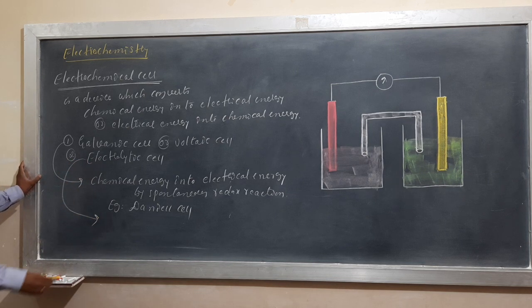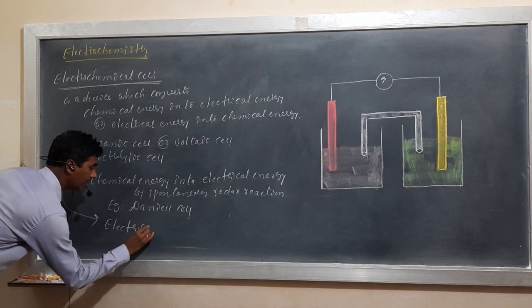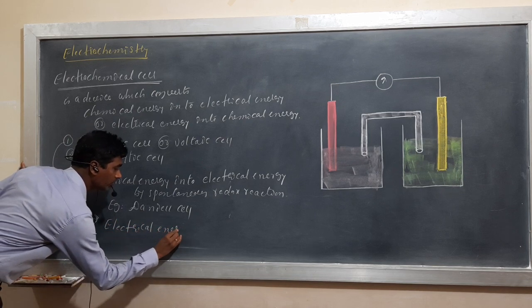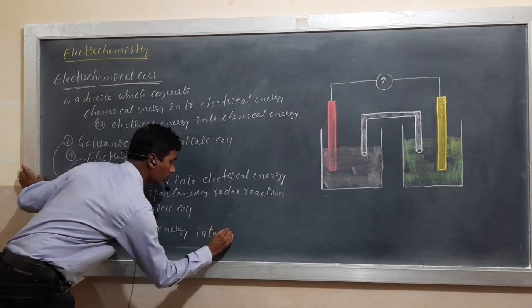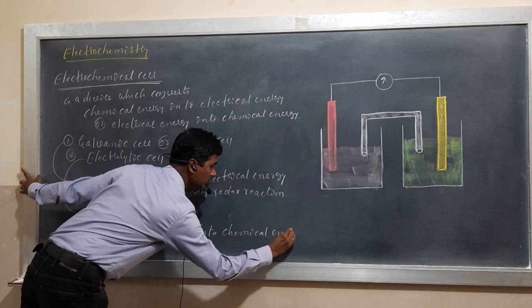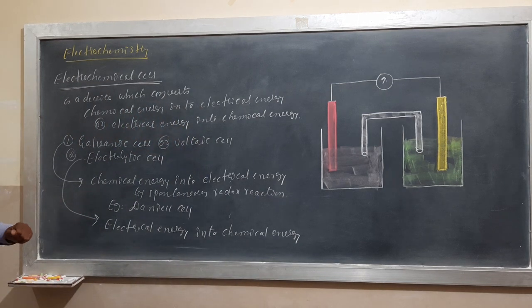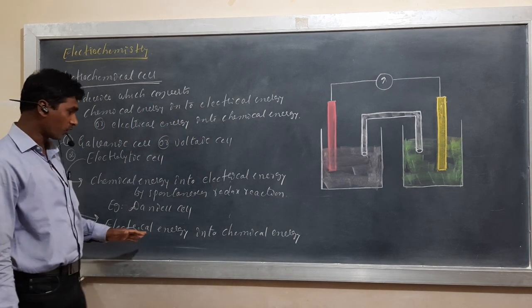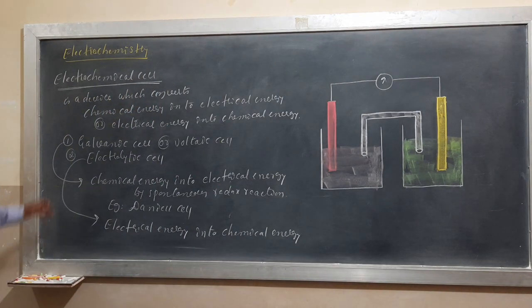Next, the electrolytic cell. What is this electrolytic cell? The cell which converts electrical energy into chemical energy is called an electrolytic cell. Actually, the electrolytic cell is mainly used for the manufacture of sodium hydroxide by using NaCl salt. So this is the brief introduction about the electrochemical cell.